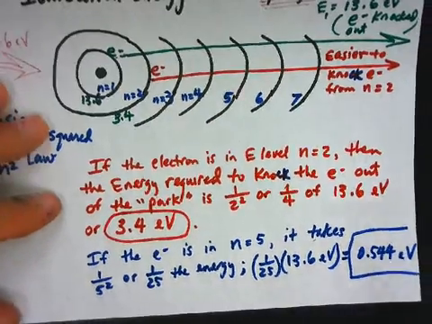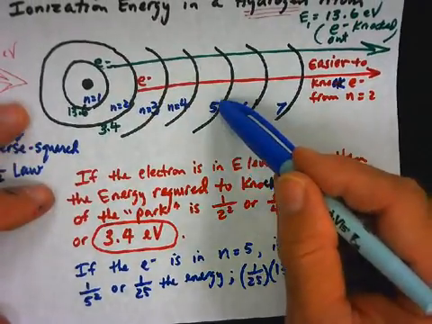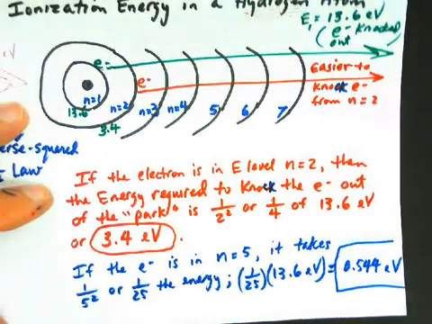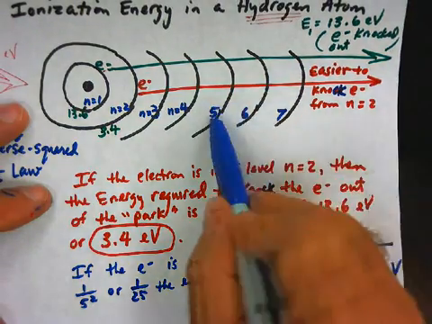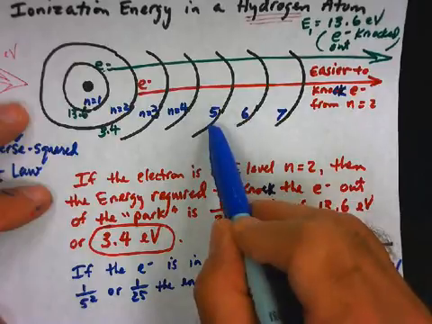Let's try another one. What if the electron is already in n equals 5, and we want to knock the electron from n equals 5, excuse me, the light just went out, from n equals 5 all the way out, away from the atom to ionize it? How much energy would it take to do that?